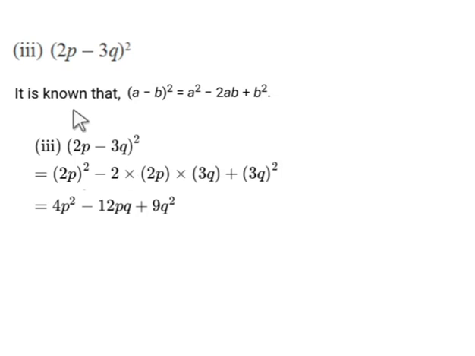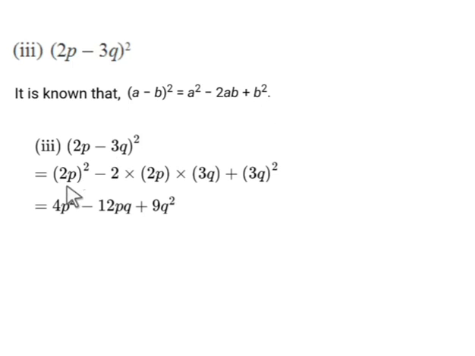Now third example, (2p − 3q)². Here we will use the formula (a − b)² = a² − 2ab + b². Now here a is 2p and b is 3q. So we will write 2p in place of a and 3q in place of b.